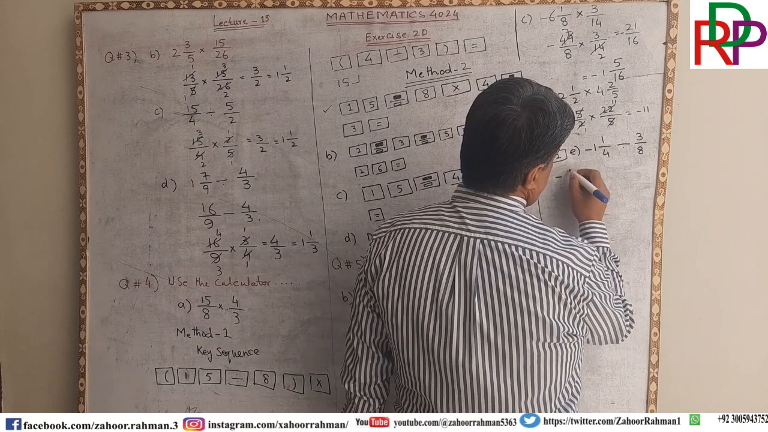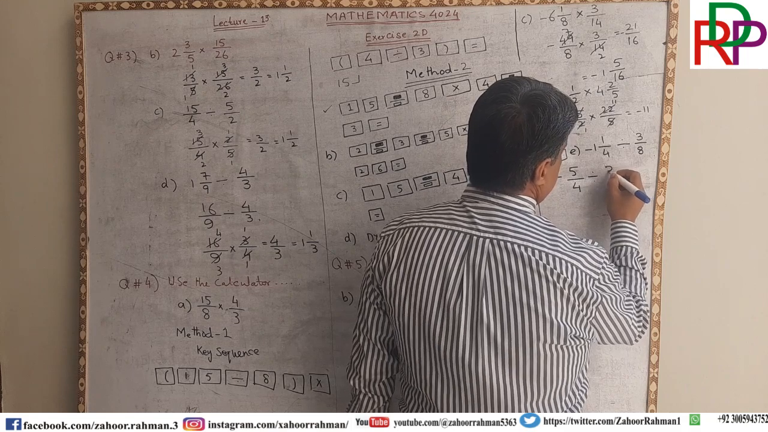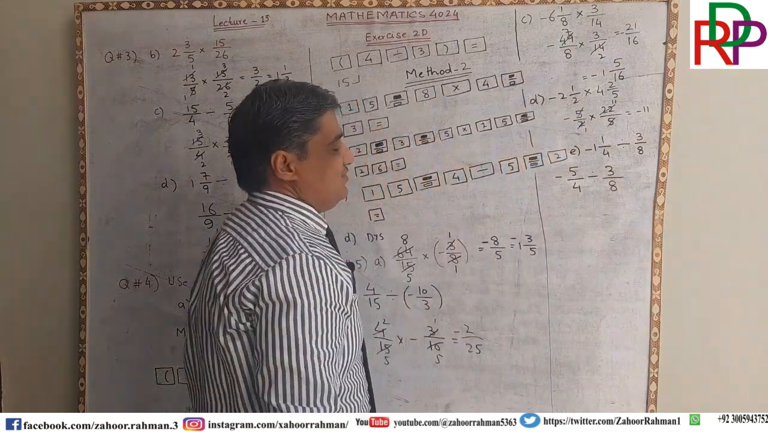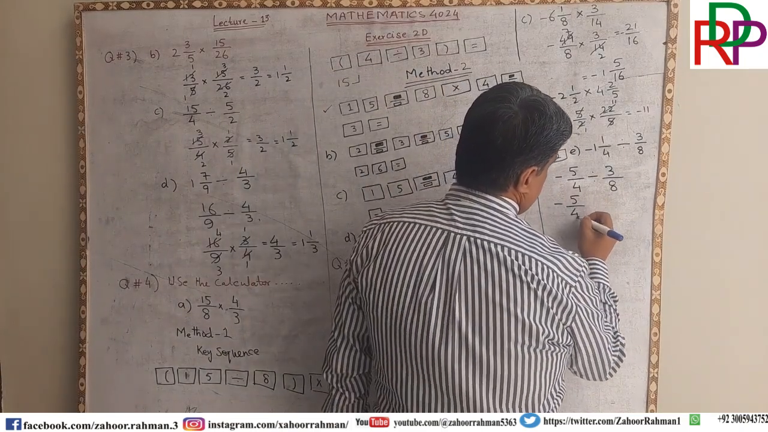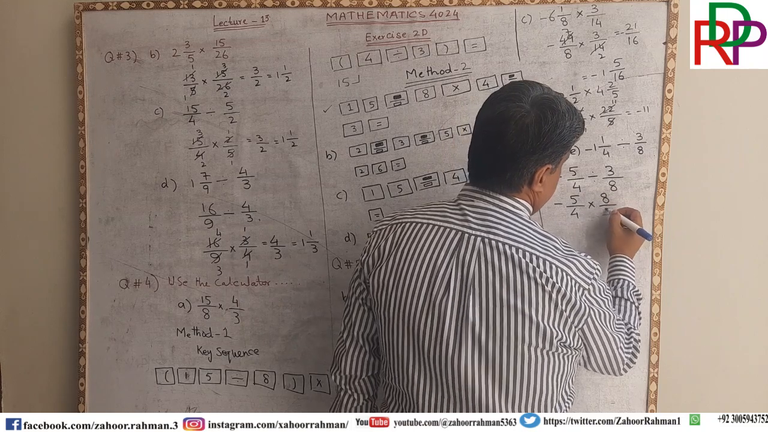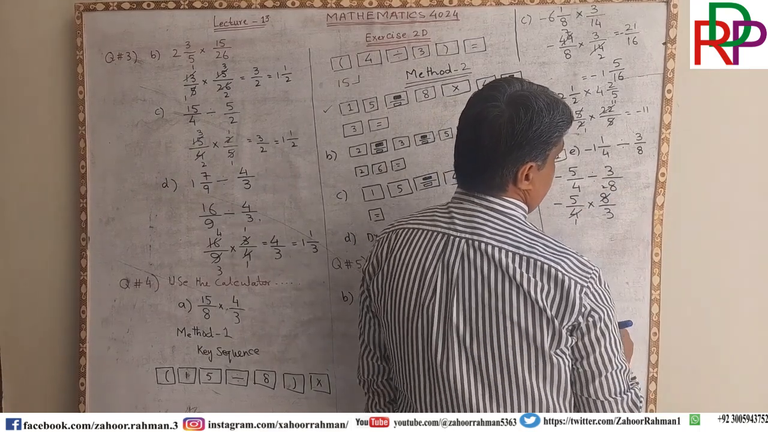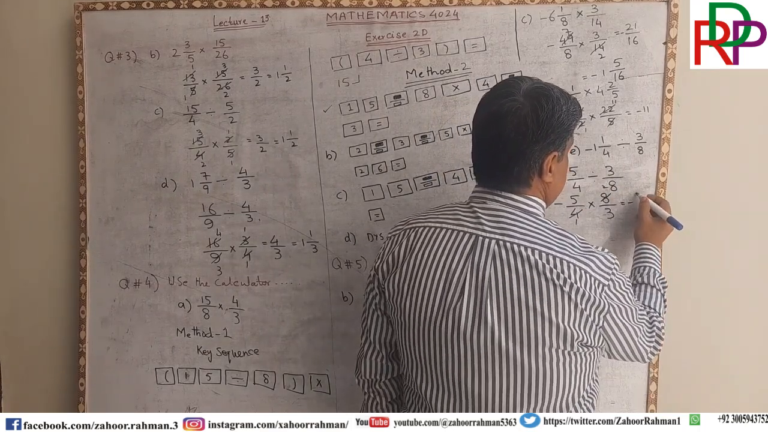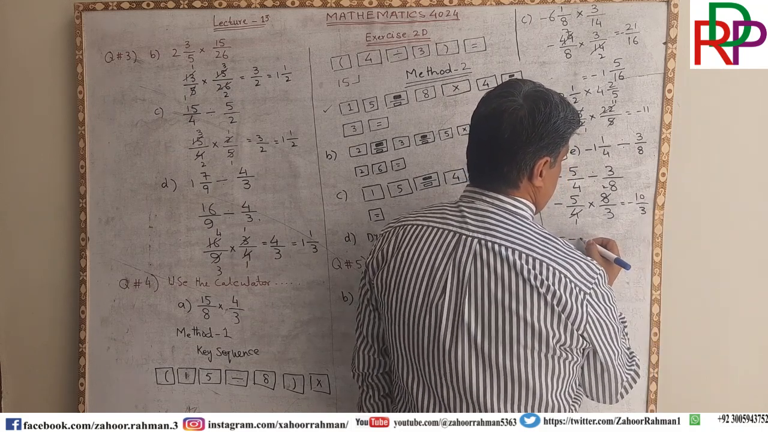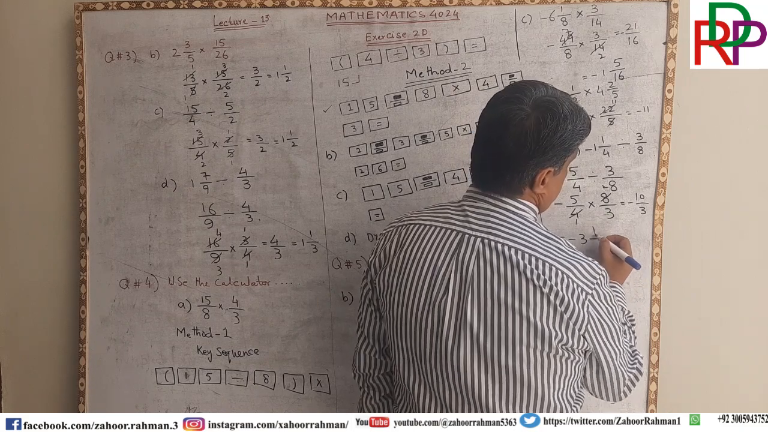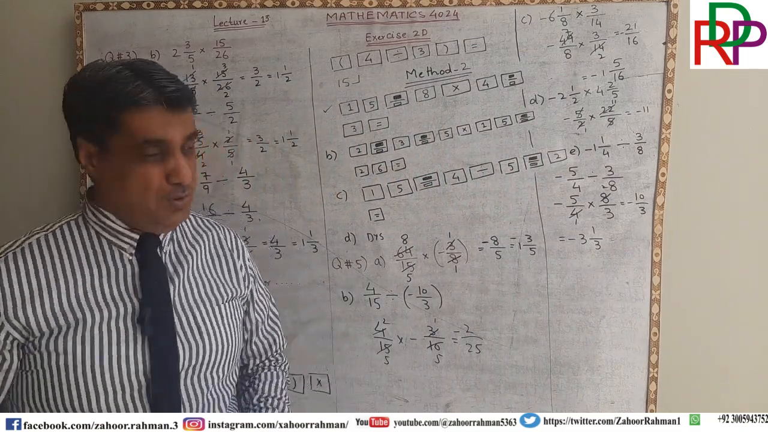This is minus 5 divided by 4 divided by 3 over 8. Next job is to replace this division symbol by multiplication symbol and take the reciprocal. 4 ones are 4, 4 twos are 8. So minus 10 divided by 3, which is equal to minus 3 whole 1 over 3. Minus 3 whole 1 over 3.